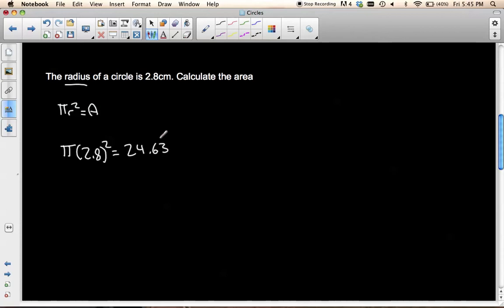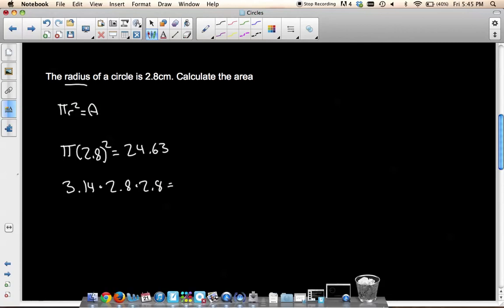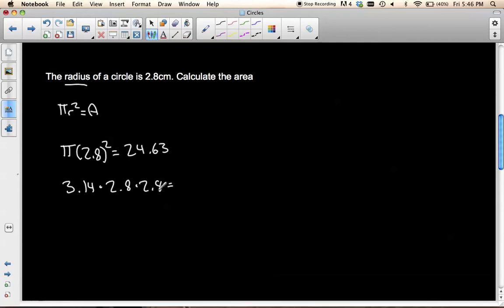Now, if you don't have the pi button on your calculator, you can go 3.14 times 2.8 times 2.8, and you should get roughly the same answer. So I got 24.61. The reason why it's a little bit off is because pi is an infinite number. It just keeps going, and we just shortened it to make our lives a little bit easier. Both of these answers are considered correct.